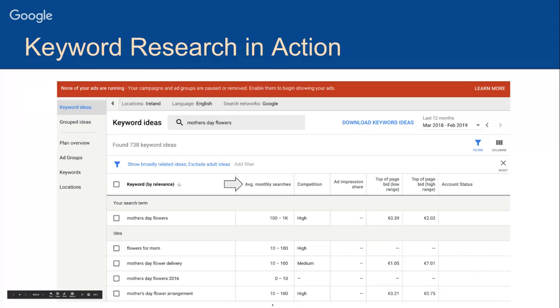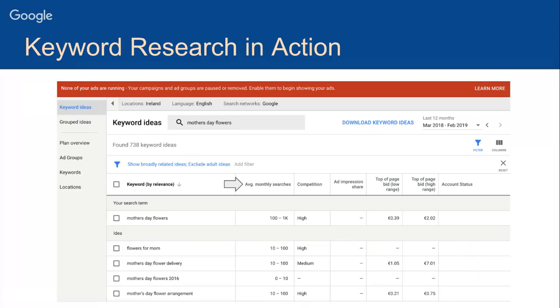So first is average monthly searches. And average monthly searches is hugely important for keyword planning, but it basically means that Google has collected all of the search information for a specific term over a year and has divided it by 12 in order to get the average. So for Mother's Day flowers, they have taken all of the searches that any person within a certain location has made over 12 months of the year and divided that by 12 and has come up with an average monthly search volume of 100 to 1,000 monthly searches.